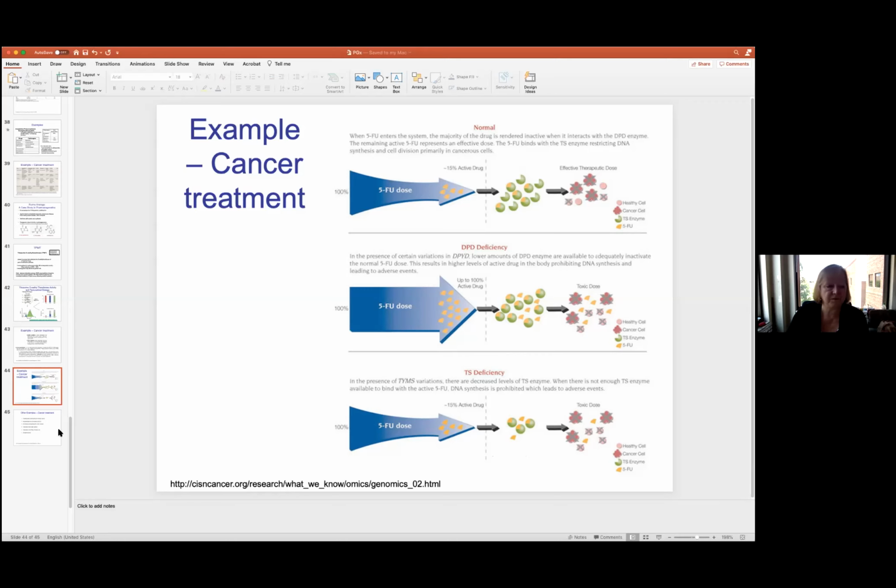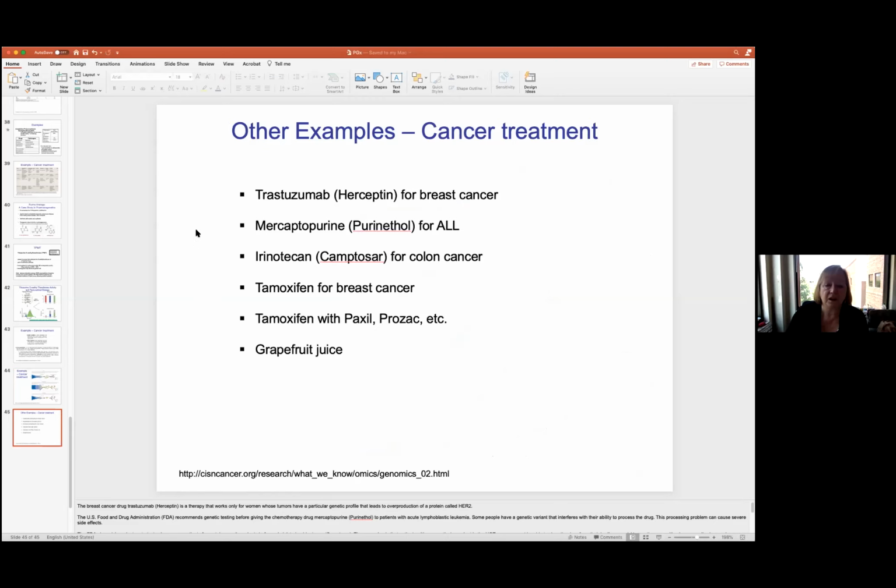Okay. So here's a bunch more drugs for cancer treatment in which we really have an issue with knowing what the genotype is and knowing whether or not these are the proper drugs for those patients. Okay.